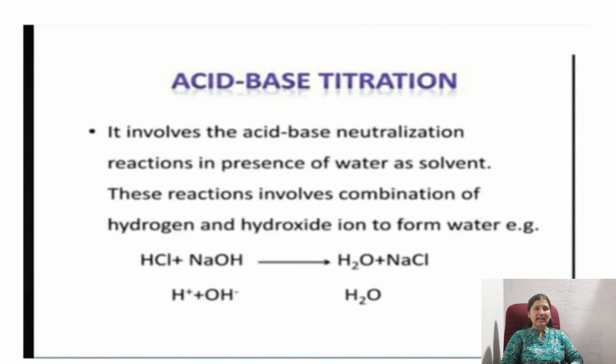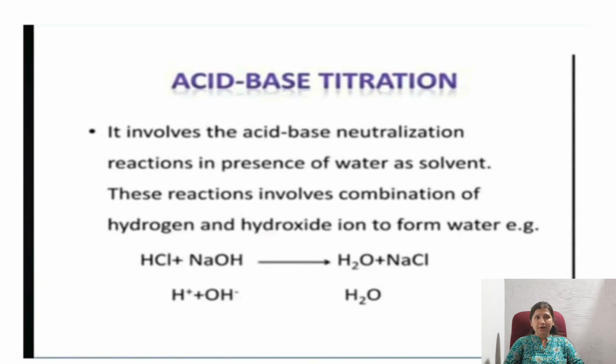The first one is acid base titration. It involves the acid base neutralization reaction in the presence of water as a solvent. The combination of hydrogen and hydroxide ions forms water. For example, HCl reacts with sodium hydroxide to form sodium chloride and water as products. The sodium hydroxide is taken in a burette, and hydrochloric acid is taken in a conical flask.